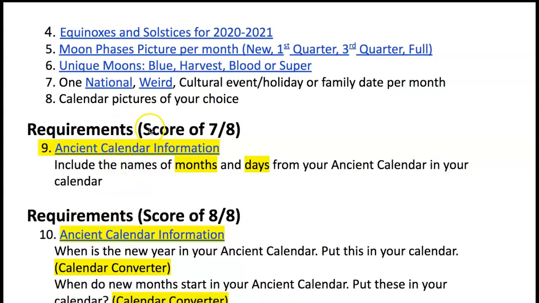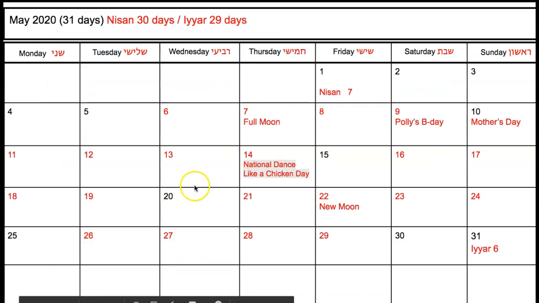Next two, 9 and 10, are to get a 7 or an 8. In order to get a 7, you need to have the months and days included in your calendar. And then for a 10, you need to include conversions of when the new year falls in your calendar, and when there is the start and ends of months, what those days are. And what that'll look like is this.